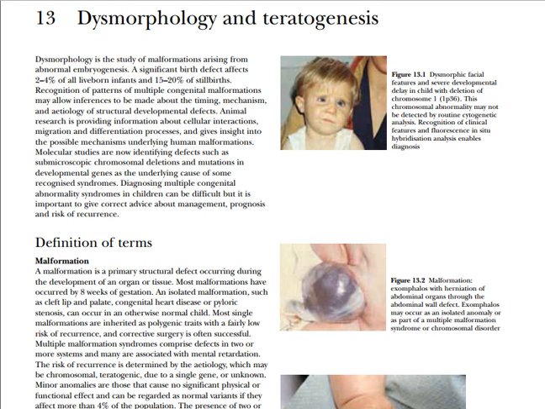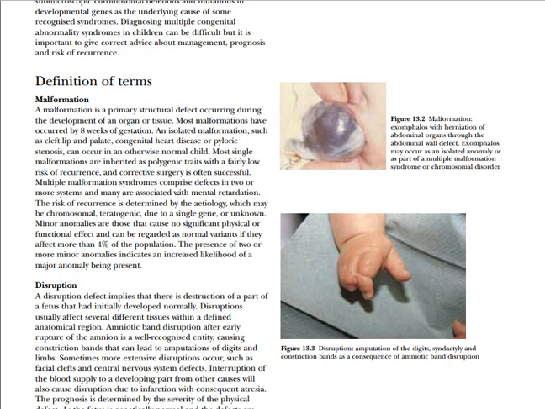So here we're going to visualize dysmorphology and teratogenesis. In the introduction, you're going to see a dysmorphic facial feature with severe developmental delay in a child with deletion of chromosome 1. So this is an example here. To start with this tutorial, we're going to start with definition of certain terms.